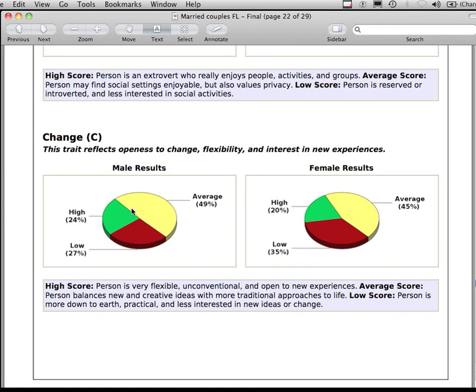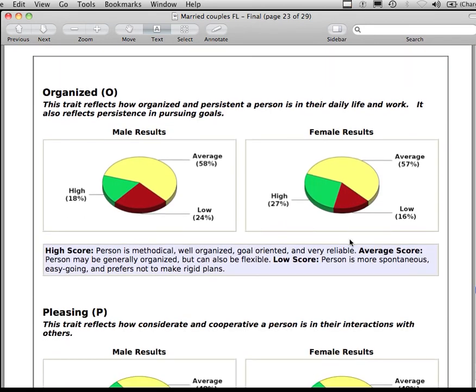Openness to change. The guys were a little bit more open to change, 24% were high, only 27% low, compared for the women to 20% in the high range and 35% in the low range. The organized dimension flip-flops a little bit. 27% of the women scored high in the organized trait compared to only 18% of the guys. And 24% of the guys are low, 16% of the women. So the women in general are rating themselves as being a little bit more highly organized and pursuing goals in their life.